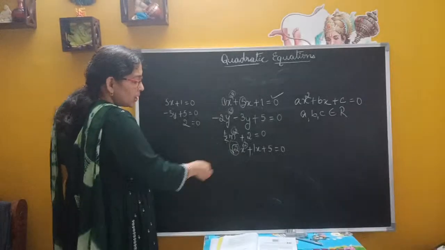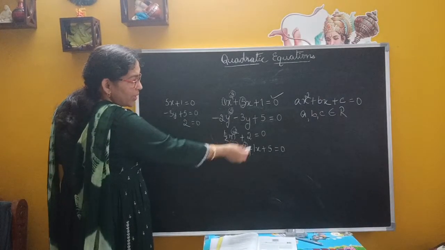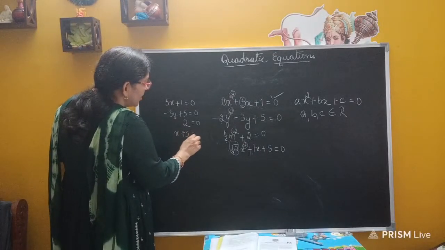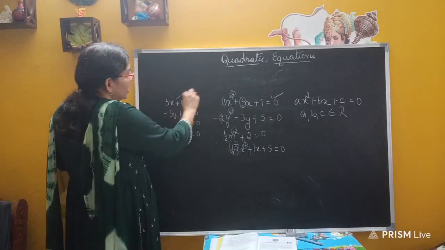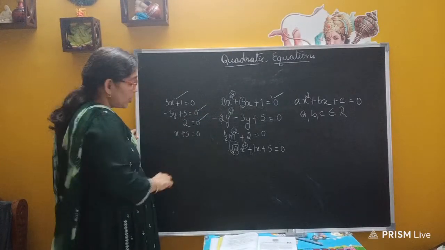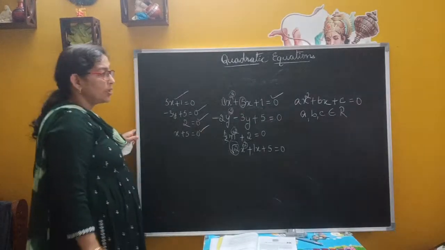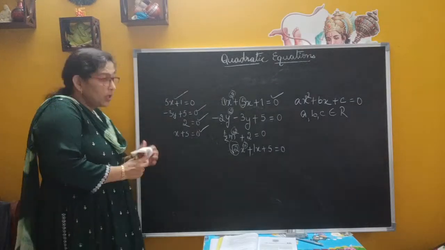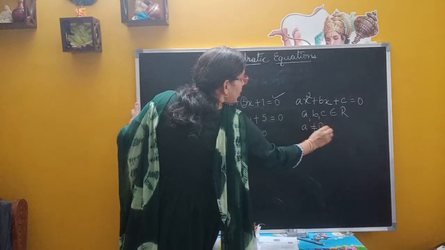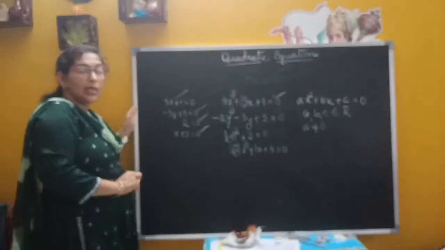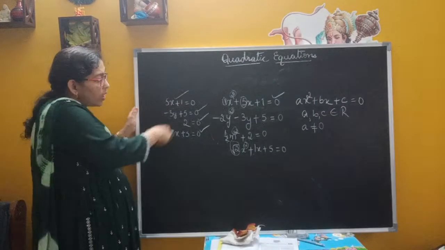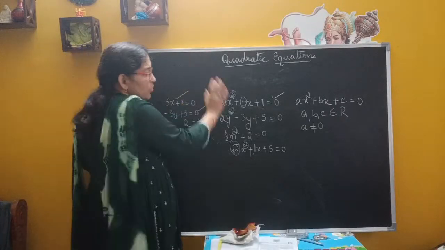Then the third one, if the coefficient of x square is 0, that is a is equal to 0, what do we get? x plus 5 is equal to 0. So what are these? Linear equation, linear equation in one variable. This is a constant polynomial. Linear equation in one variable. So what do you conclude by this? We can say a should not be equal to 0. If a is 0, the equations that were quadratic equations will become either a linear equation, a zero polynomial, or a constant. So a should not be equal to 0.